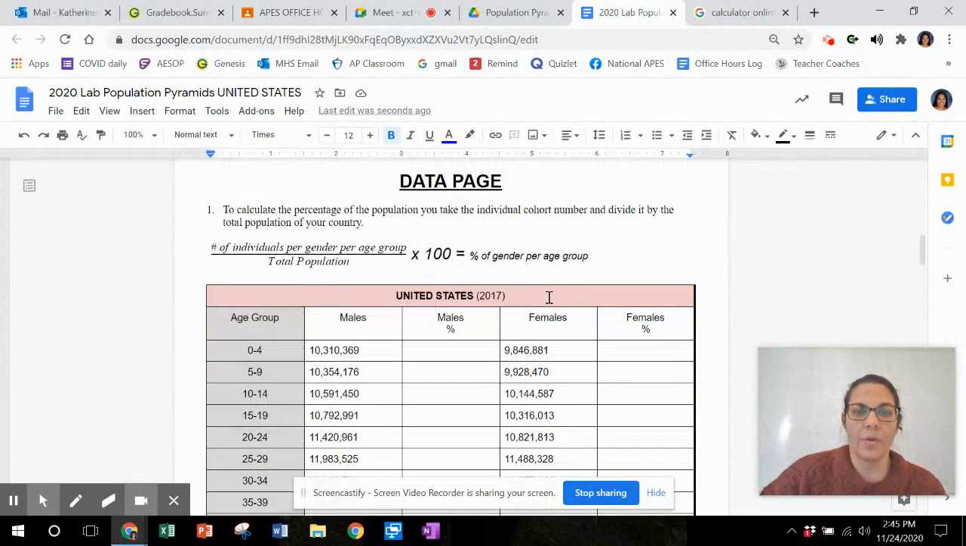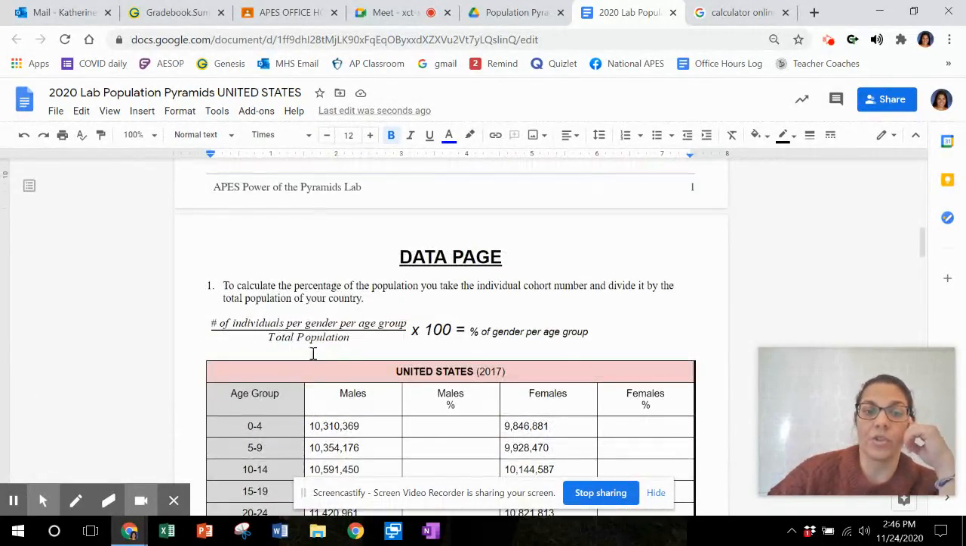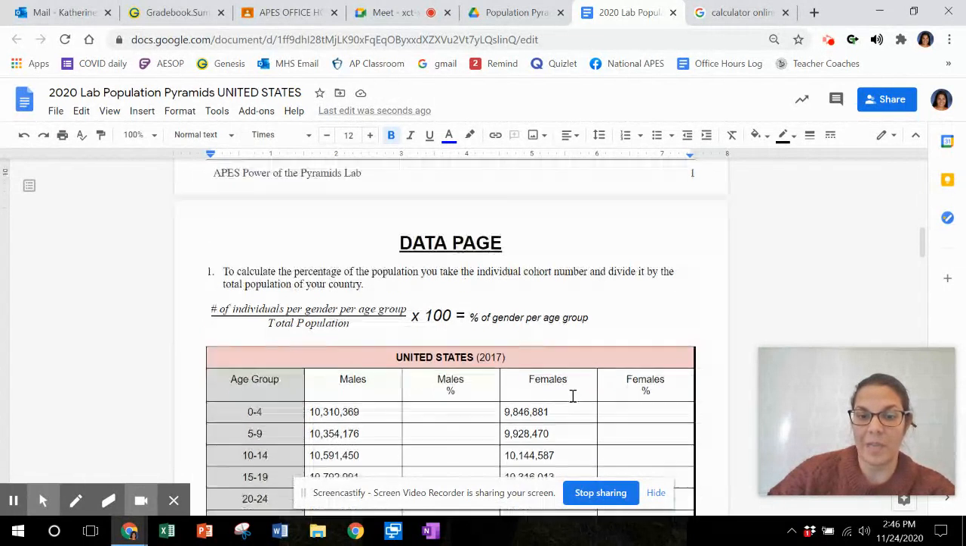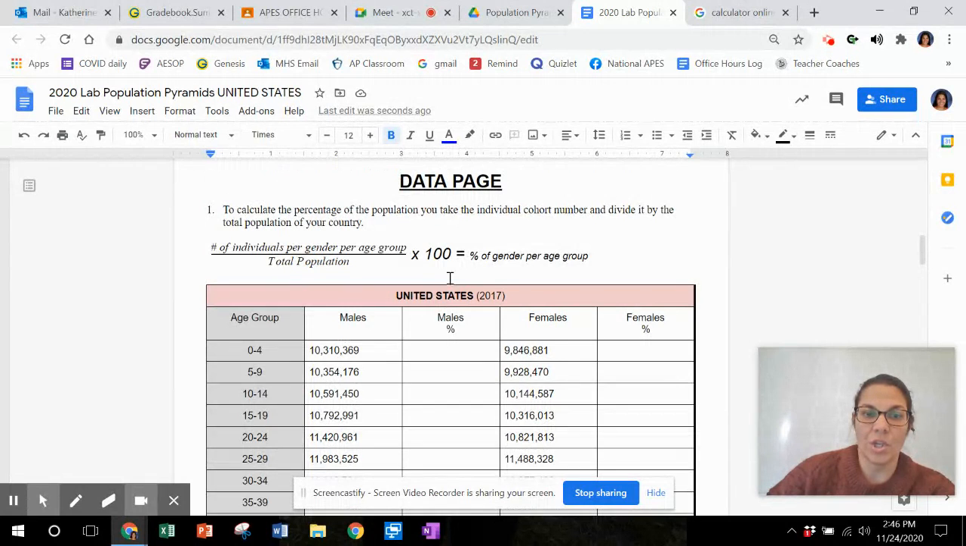So you have the United States, so it says United States here, and you have your age groups here from 0 to 4 all the way up to 75 plus. These are your males on this side. These are your females on the right side. What you're going to do is calculate the percentage of the population in that individual cohort. Here it gives you the equation: number of individuals per gender per age group divided by total population times 100, which gives you a percent, the percentage of the gender per age group.